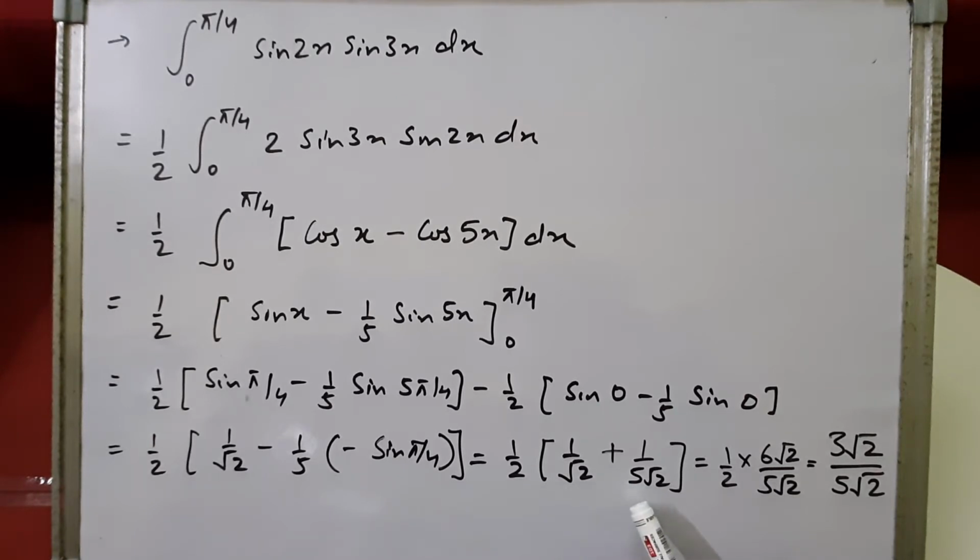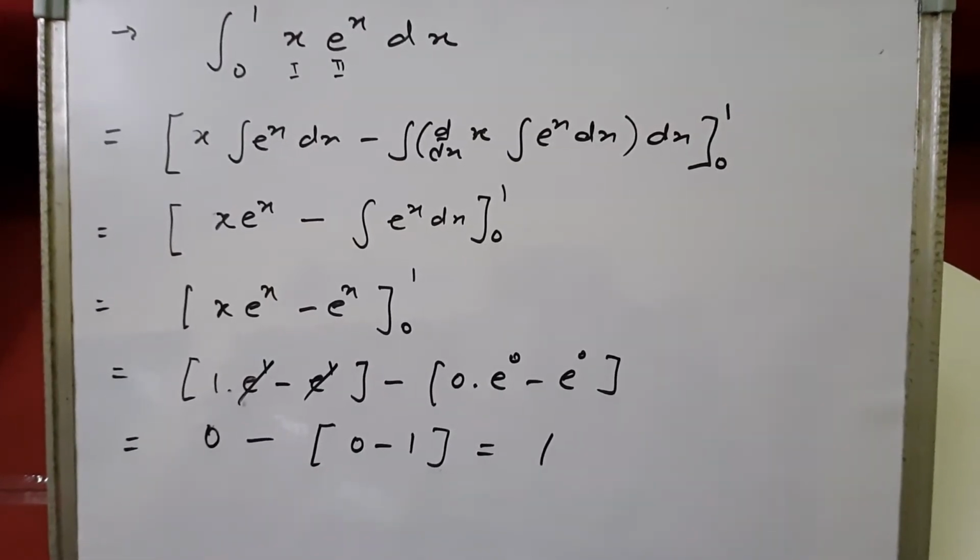When we take the LCM and add, we'll get 1 by 2 into 6 root 2 upon 5 root 2. So 2 3 is a 6. The answer will be 3 root 2 upon 5 root 2. Alright children, please note down the solution.